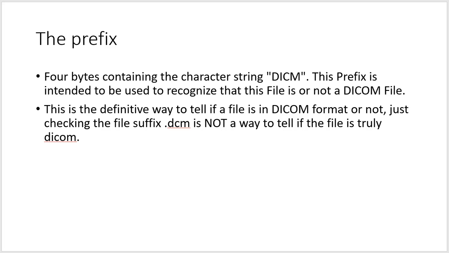Prefix. This is the most important part. 4 bytes containing the character string DICM. The prefix is intended to be used to recognize that this file is or is not a DICOM file. This is the definitive way to tell if a file is in DICOM format or not. Just checking the file suffix .dcm is not a way to tell if the file is truly DICOM.